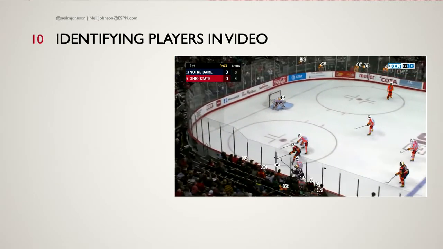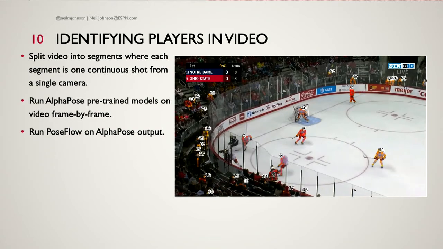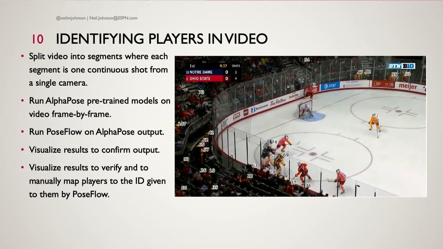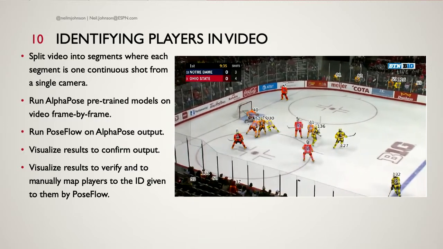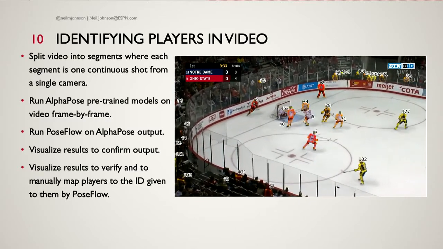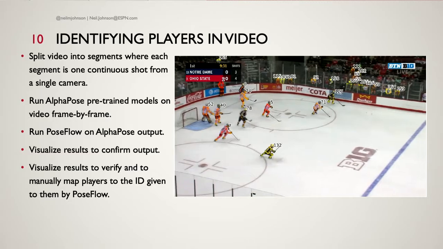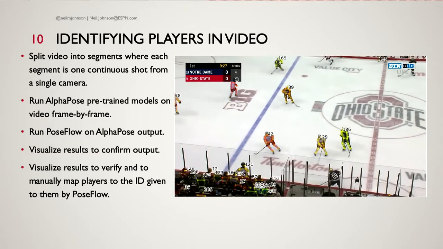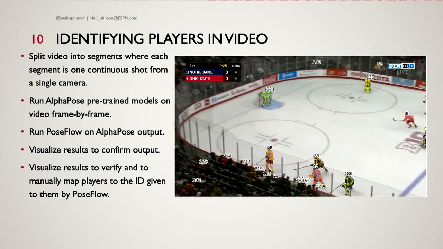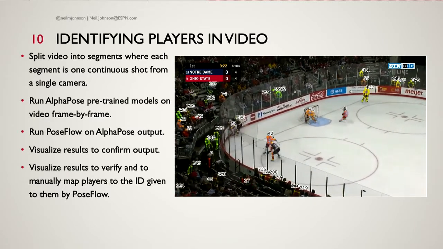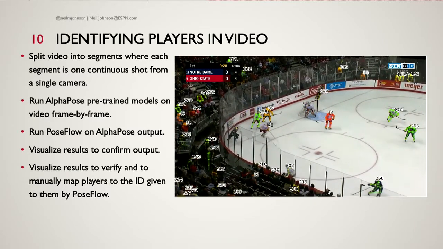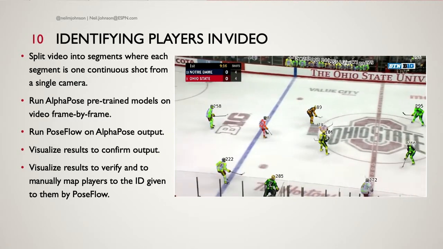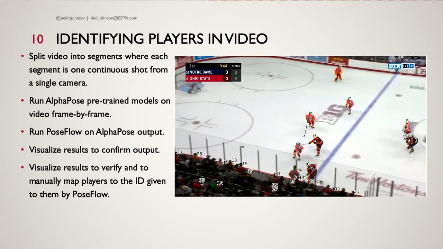So here's some of the technical stuff. Once we have that, we can apply that to hockey video. With this, I split the game video up into video segments where we're just having continuous shots of the action. And then I run AlphaPose on that, and then I run PoseFlow on top of the AlphaPose output, and then I visualize it to what you can see here. It's a little small to see, but basically it's picking up as many people as it can. It's picking up the people on the ice, which is good. It's also picking up people in the crowd, which we don't need to worry about at this point.